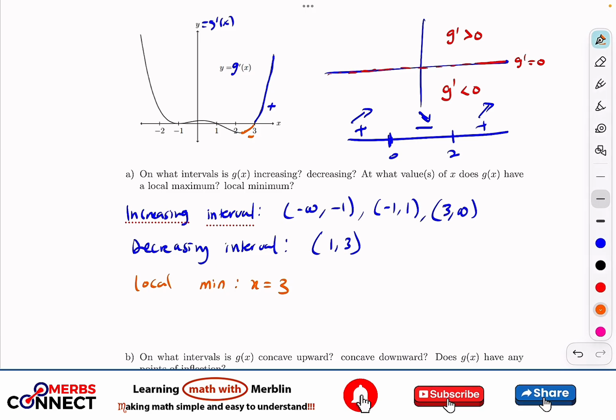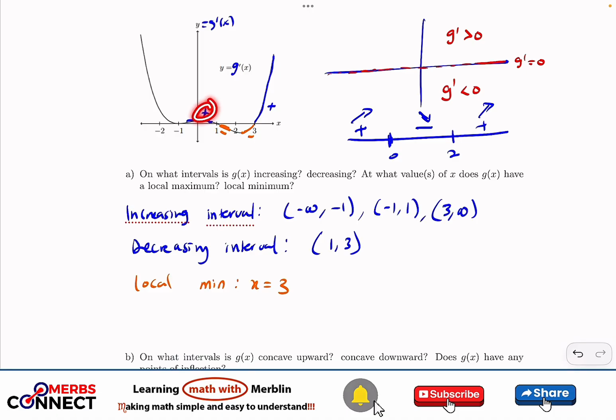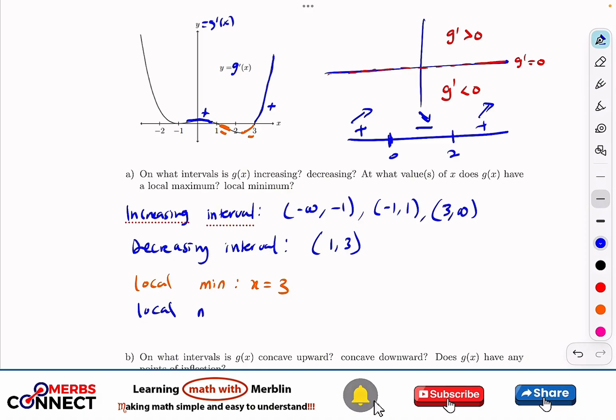But now let's look at what is also happening here. Now we have here also, it's also minus, right? And this is above, also plus. So anytime we have positive, negative, we have maximum. So the value in between them is 1. So local max is at x is equal to 1.